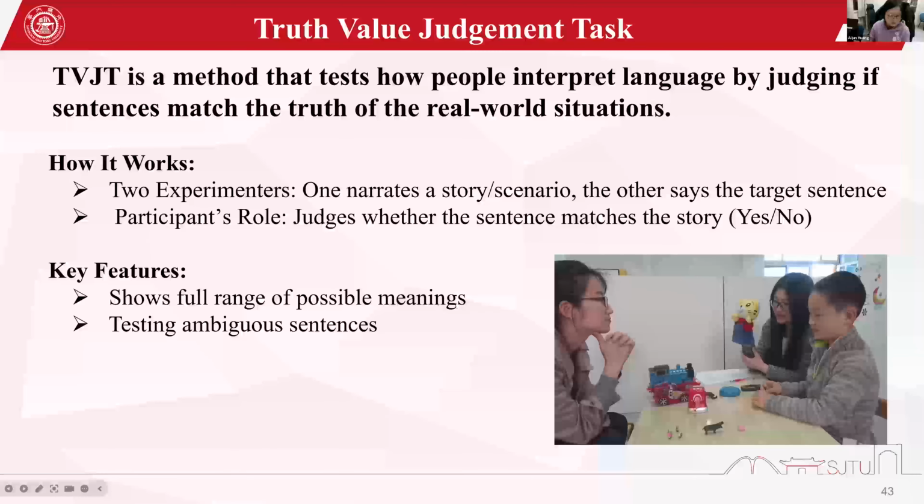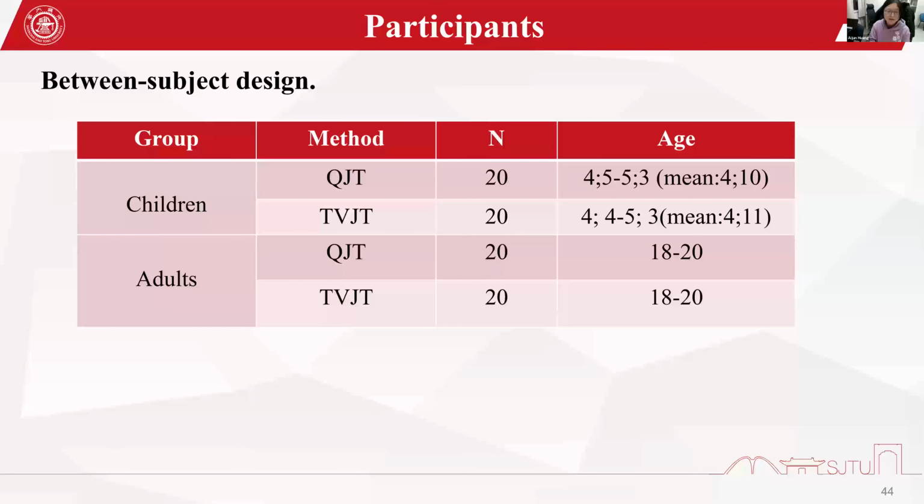So there are at least two key features for this experimental task. First of all, which is very important for us, this task can show the full range of possible readings. As I just said, the acceptance or rejection of the sentence corresponds to possible readings. So this task is very good for testing ambiguous sentences. And for this experiment, we test children and adults for these two methods. For each method, we test different subjects. We have 20 children for the quantity judgment task and 20 children for the truth-value judgment task. They are preschool children, and mean age is 4 years old. And we have the similar grouping for the adult group.